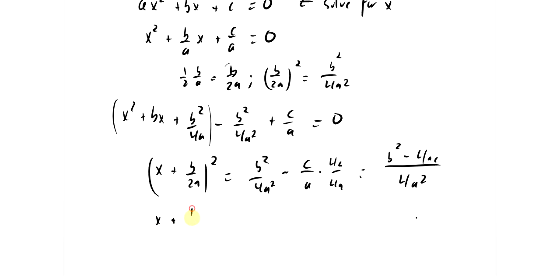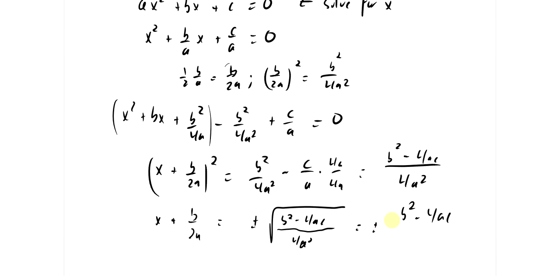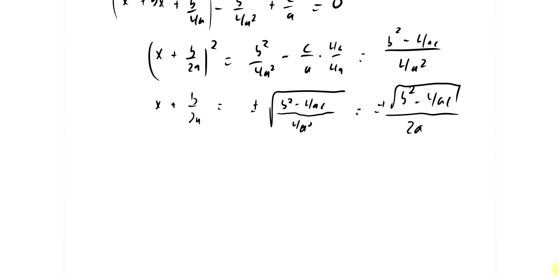And now we take the square root of both sides. What do we get? Plus or minus the square root of b squared minus 4ac, not s, but c, all over 4a squared. If I take the square root of the top and the square root of the bottom, I get plus or minus the square root of b squared minus 4ac on the top. The square root of 4 is 2, the square root of a squared is a. So plus or minus the square root of b squared minus 4ac all over 2a.